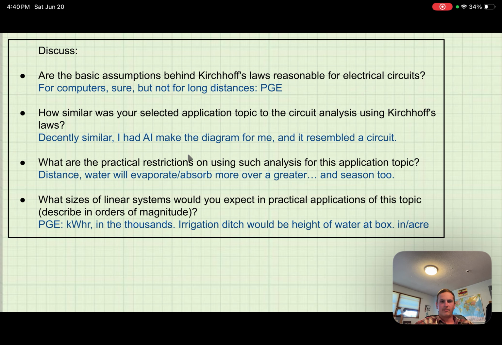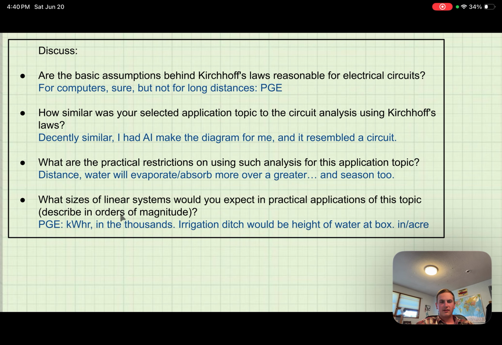So, some practical restrictions. Well, I mean, we just kind of went over that. Distance, obviously, it only works if your distance is close enough together. If you have a really far distance, your power, your current loss, you got water evaporating. Also, the season, and this is even true for power lines because sometimes, of course, they're not going to want to send as many watts down a power line if it's touching a tree in the middle of summer. They don't want the tree to catch fire. They don't want the water to evaporate in the summer either, but that's gonna change everything.